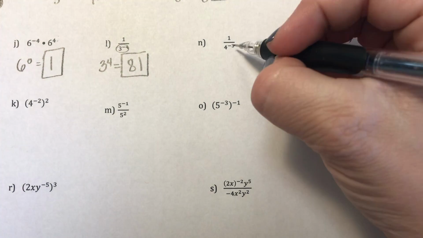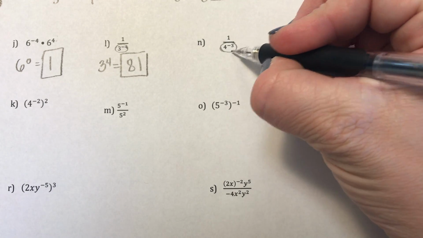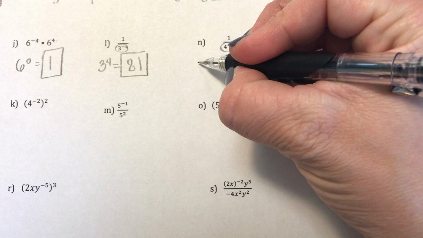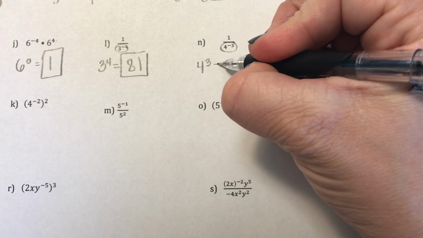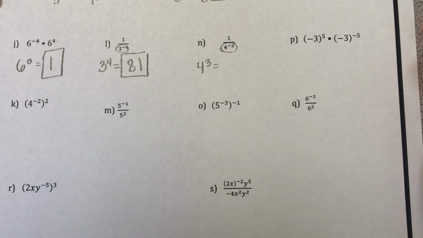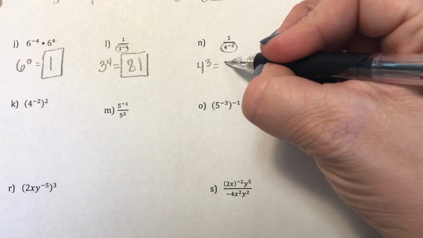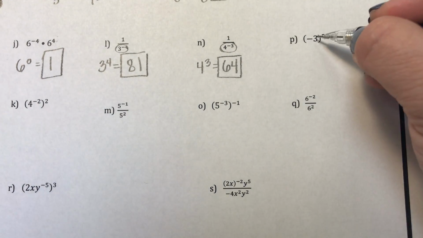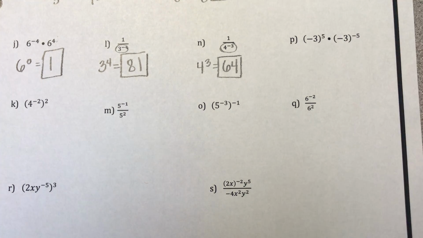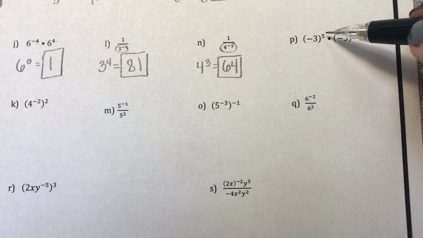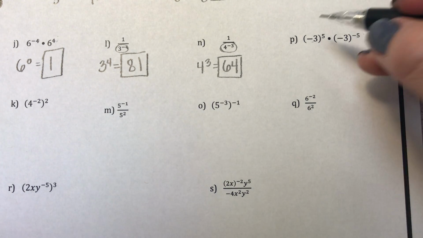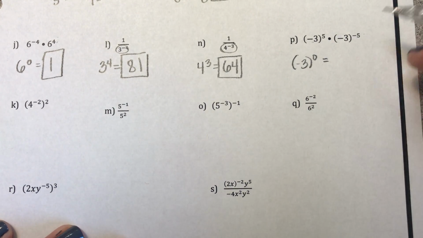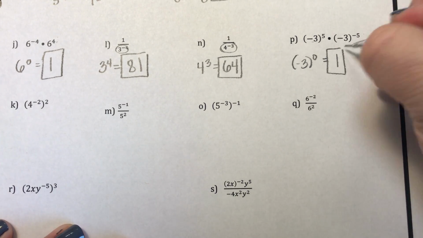Okay, for letter N, right? Alert, alert, wrong part of the fraction. 1 over 4 to the negative 3rd is the same as 4 to the 3rd. 4 times 4 is 16. 16 times 4 is 64. On letter P, these are a similar or a like base. Negative 3 to the 5th times negative 3 to the negative 5th. You add those exponents. Negative 3 to the 0 power is 1.